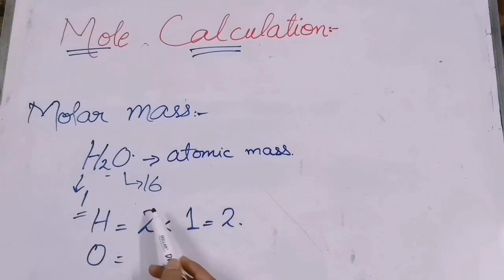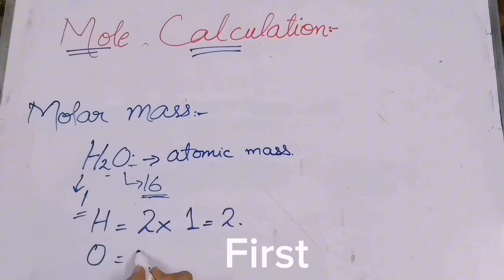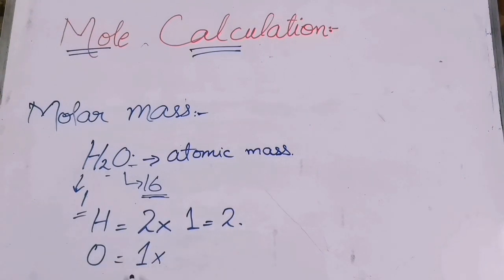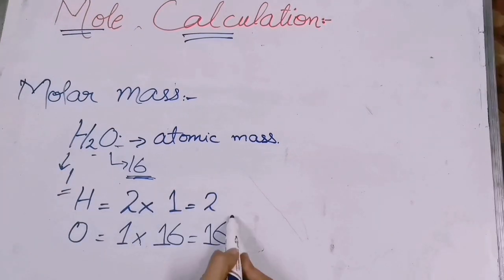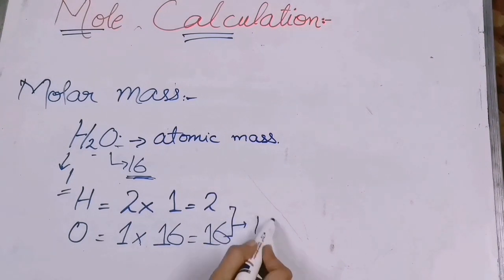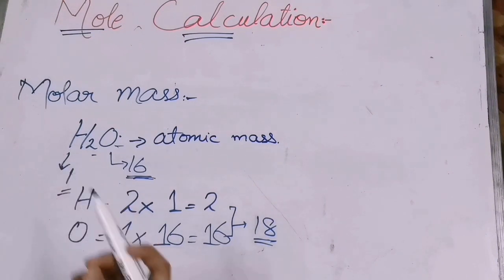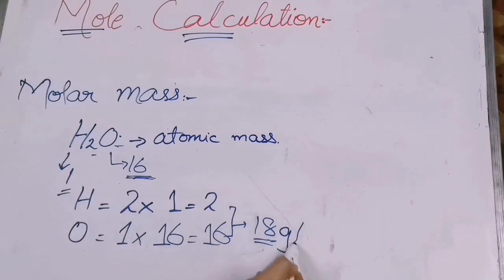Oxygen: what is the atomic mass? 16. Here I am writing the number of oxygen present multiplied by the atomic mass, 16. So it will be equal to 16. When we add both of them, we get the answer 18. And when we write it in terms of molar mass, we write gram per mole. So this will be the molar mass, and this is how we will calculate the molar mass of all the other substances.